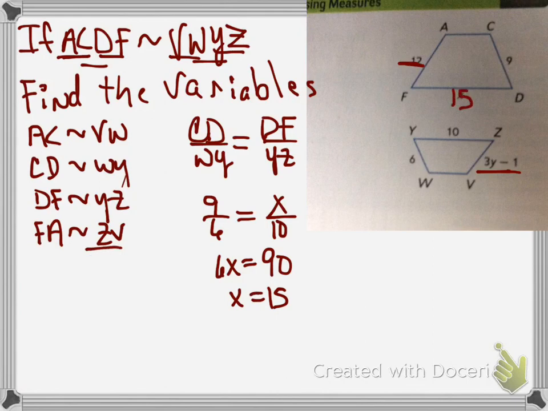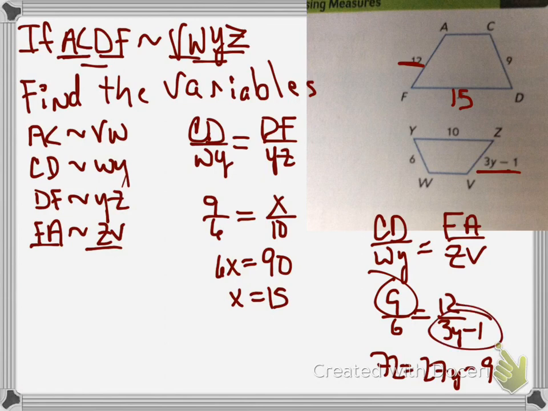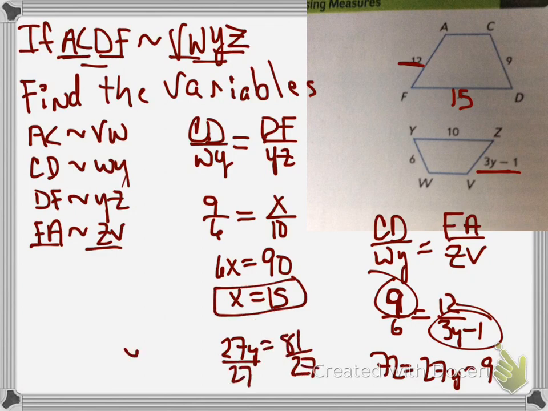Okay, so for the next one, I'll use the same CD and YW, because why not? So I know that's 9 over 6, and then I could say 12 over 3y minus 1. Again, cross multiply. 6 times 12 is 72. 9 times 3 is 27y minus 9. Make sure that you multiply the 9 to both things in this one. So I'm going to add 9 to get 81, and then divide by 27 to get 3. So y equals 3.